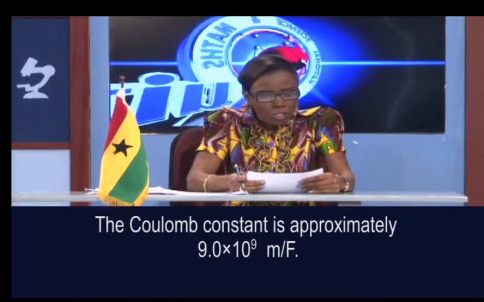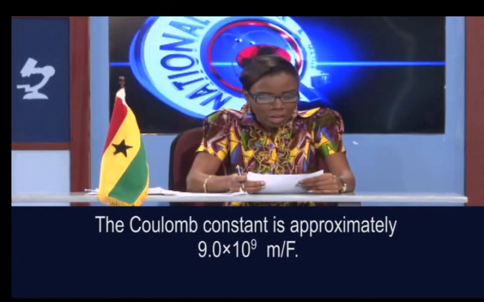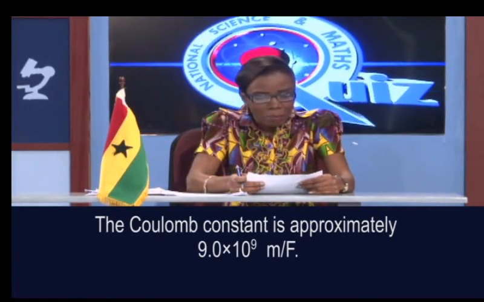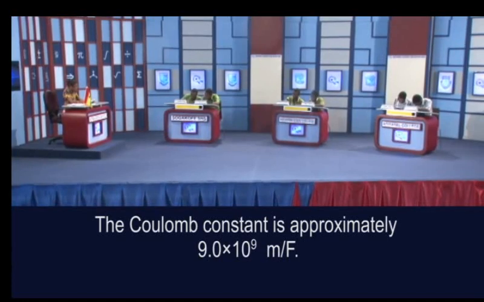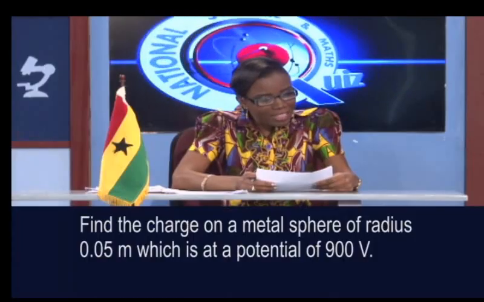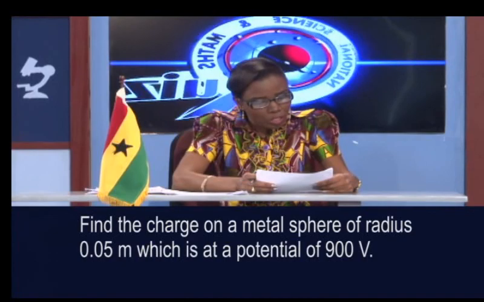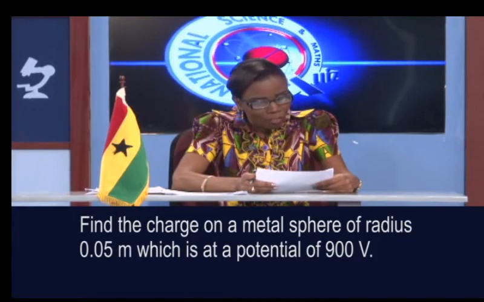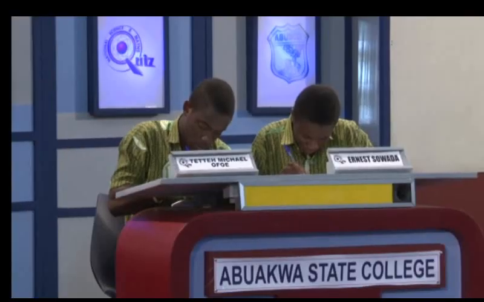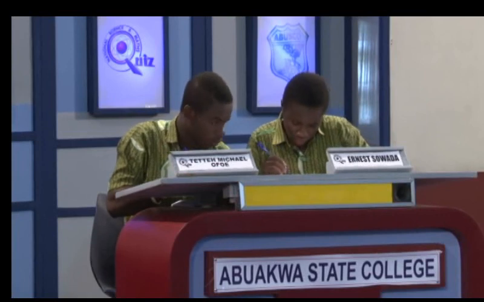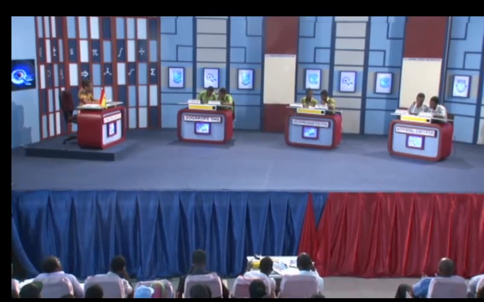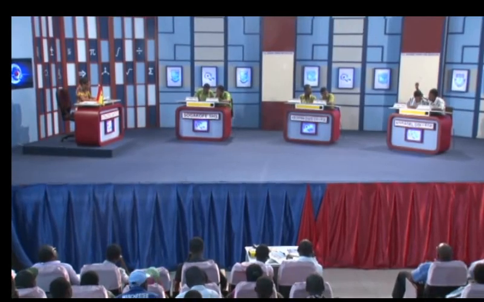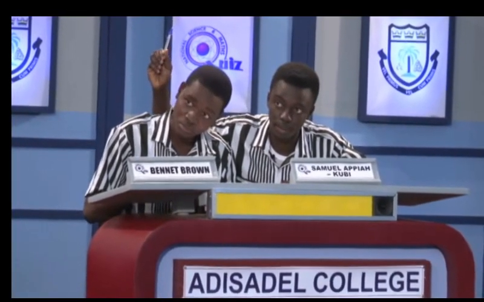Preamble to all schools. And you have 30 seconds also. The Coulomb constant is approximately 9.0 times 10 raised to the power 9 meter per farad. That's the preamble. Please, find the charge on a metal sphere of radius 0.05 meter, which is at a potential of 900 volts. Yes, which of you? Apia Kubi. 5 times 10 to the power minus 9 coulomb. Yes.